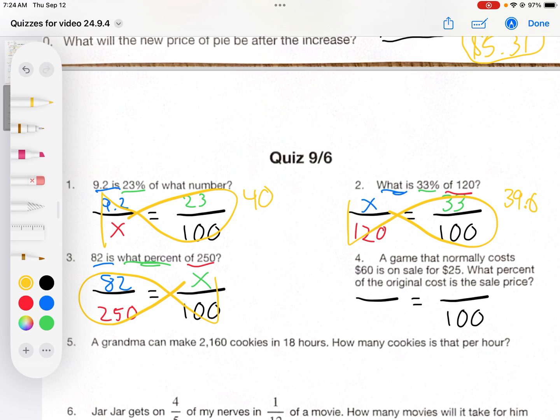So 100 times 82 divided by 250. This one I kind of forgot, but it's 32.8.